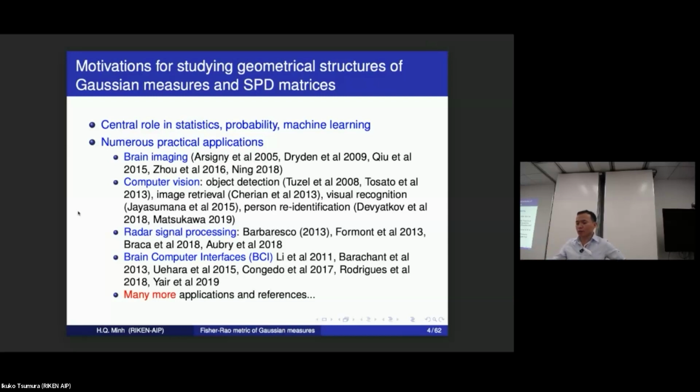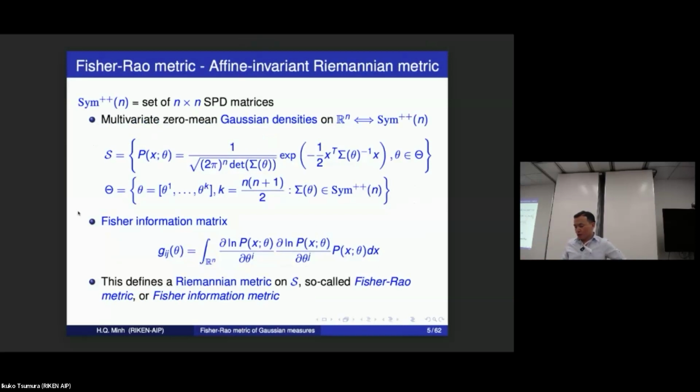In general, it has been demonstrated that they give better practical performance compared to the Euclidean distances and matrix, even though they are more computationally demanding. My focus is really on the setting of Hilbert space. But let me first review very briefly the Fisher-Rao metric and the corresponding affine invariant Riemannian metric.